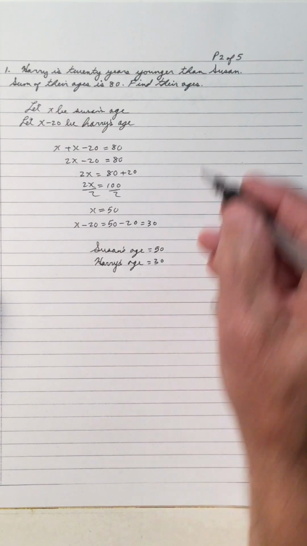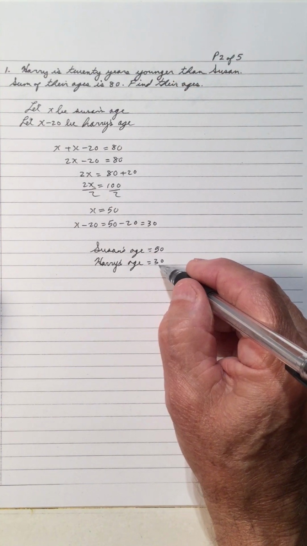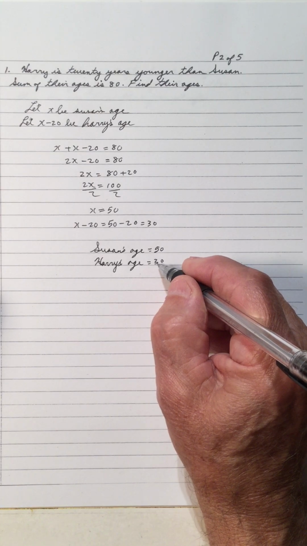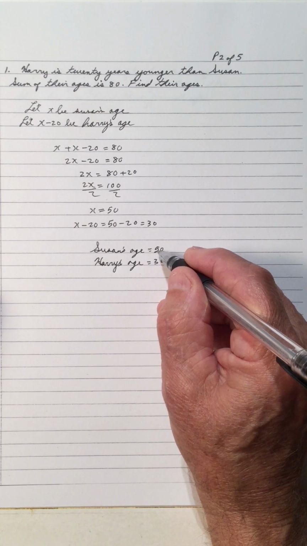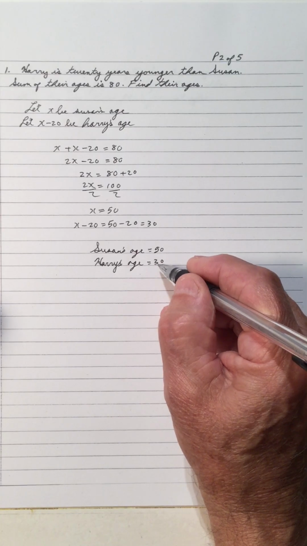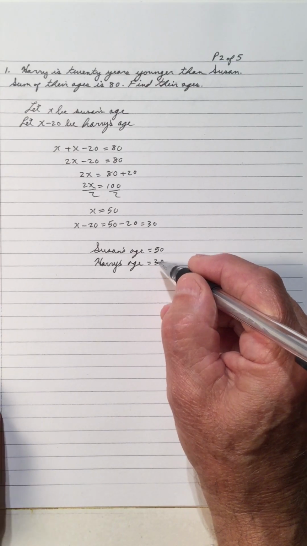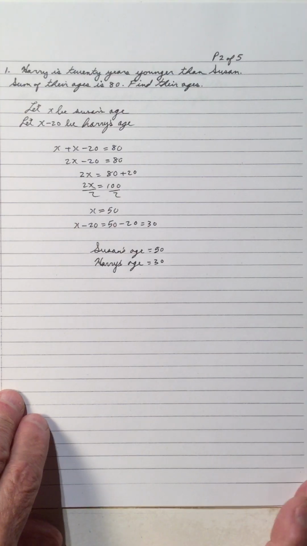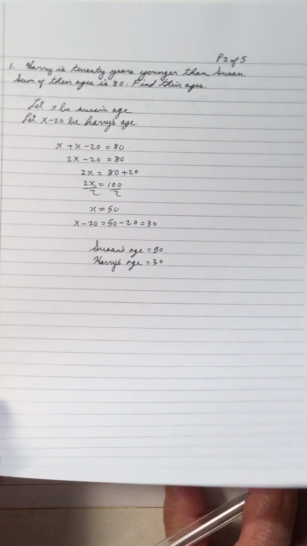So let's just check. Harry is 20 years younger, so 50 minus 20 is 30. And the sum of their ages is 80. So 50 plus 30 is 80. So that's the first problem done on ages. So let's do another one with ages.